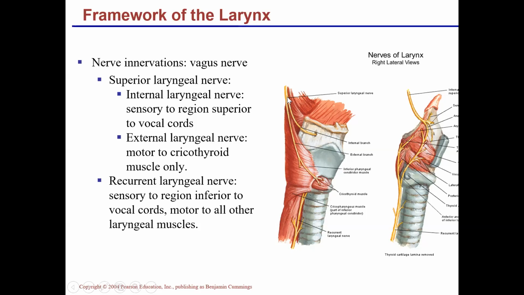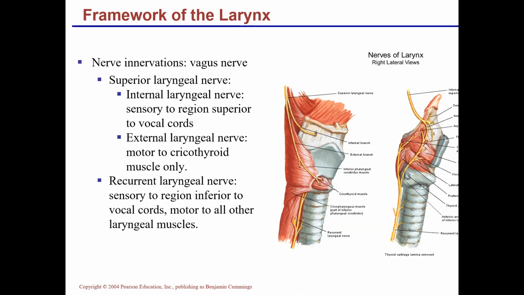This superior laryngeal nerve is going to divide into internal and external laryngeal nerve. So if you look at the internal laryngeal nerve right here and external laryngeal nerve right here, the internal laryngeal nerve is a sensory nerve on the superior part of the vocal cords. The external laryngeal nerve is a motor nerve which controls this muscle. Now you already know this muscle is called the cricothyroid muscle.